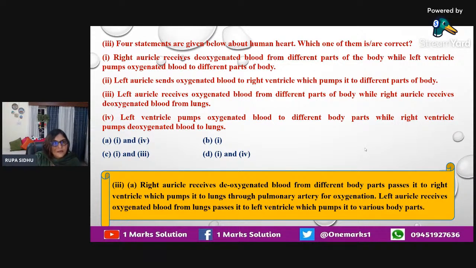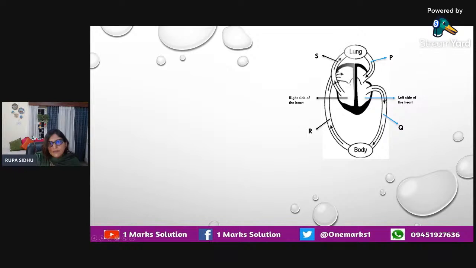All right. The next question is, please look at this diagram. This is also double circulation. So this is the heart, the body parts, the lungs. So heart to lungs, lungs to heart. This is the pulmonary circulation. Body parts to heart and heart to body parts. This is the systemic circulation.